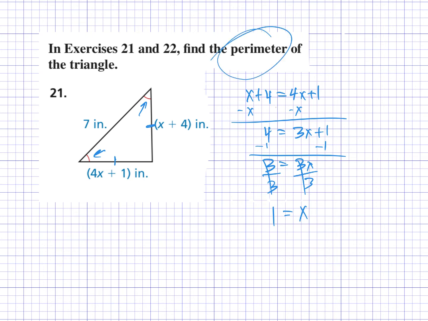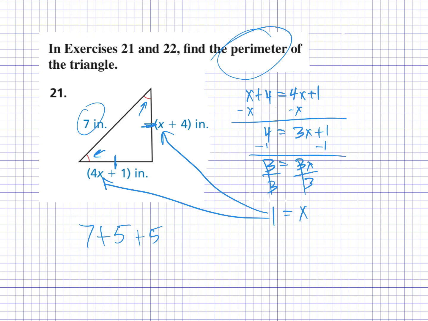It wants the perimeter. So we have 7 plus, let's plug 1 in for x here. 1 plus 4 is 5. And plug the 1 in there. 4 times 1 is 4, plus 1 is 5 again. Well, they're supposed to be the same, remember? It's an isosceles triangle. So 7 plus 5 plus 5, that's 17 inches. That's your perimeter.